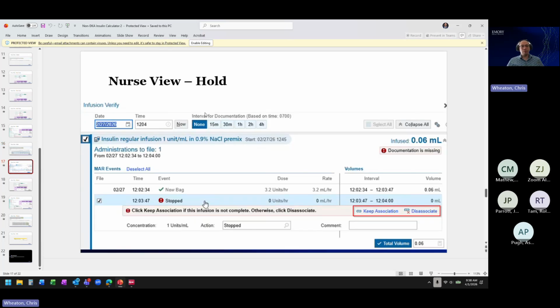Here's the infusion verify view. So when the infusion is stopped and paused at the pump, you'll have this option to keep the association, so that way when the pump is resumed, the data keeps flowing in. It doesn't automatically disassociate it.